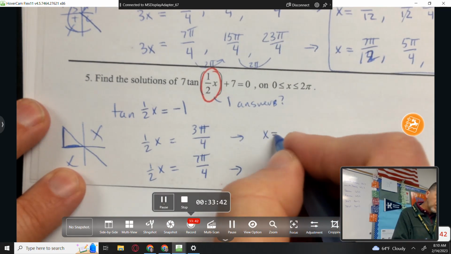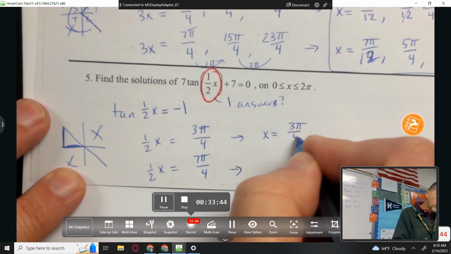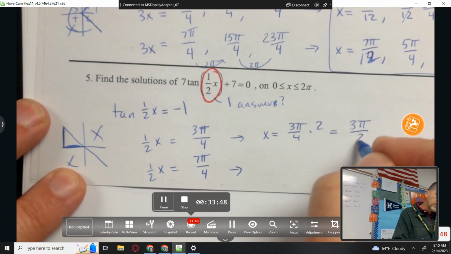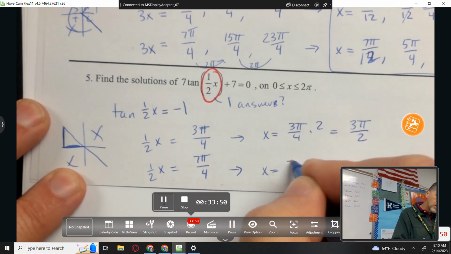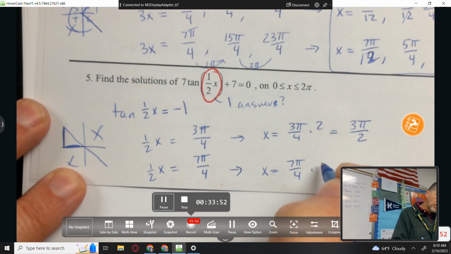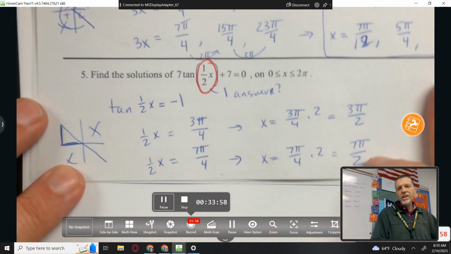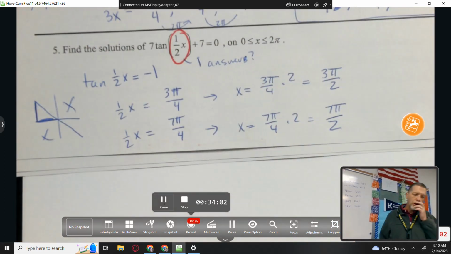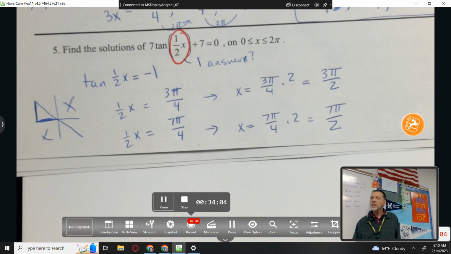So 3 pi over 4 times 2 would be 3 pi over 2. 7 pi over 4 times 2 would be 7 pi over 2. So I'm still looking at 2 answers, but we thought there would only be 1 answer. Does anybody see what the problem is here? Or how do I know which answer is right?